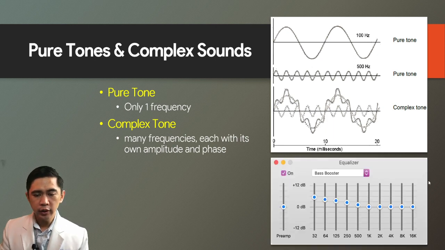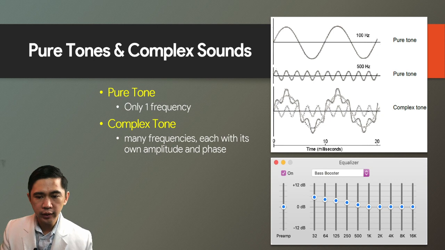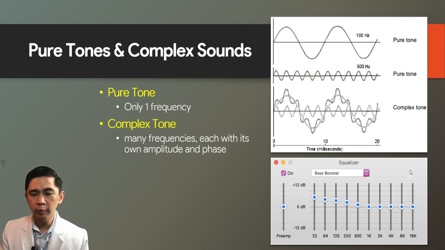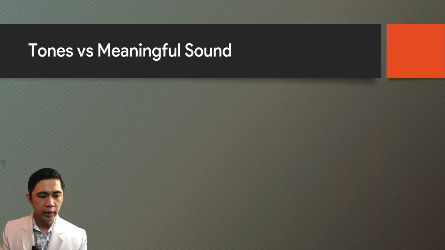This is an image of an equalizer. Usually we find this in our laptops or our music players. It only shows that the sound, we can dissect it by its frequencies, like at lower frequency and a higher frequency, and we can actually boost the individual amplitudes or volumes or intensities of each frequency. So it goes to show that what we hear are usually complex tones, but they can be dissected individually by frequency. So let's go now to tones and meaningful sound.